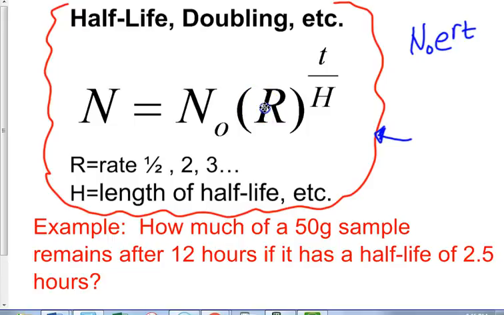R is, if it says half-life, R is 1/2. If it says it takes 8 days to double, then R is 2. If it says it triples every 6 hours, then R is 3. Whatever it's doing, okay? Halving, doubling, tripling. N sub 0 is the original amount. T is time, but H is the one you need to know. H is the length of the half-life, or the time it takes to double, or the time it takes to triple.